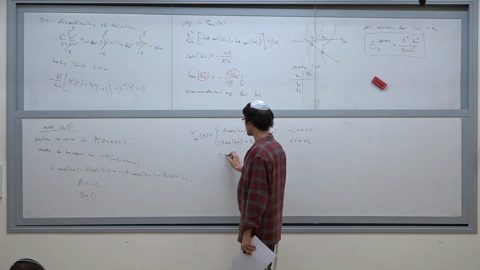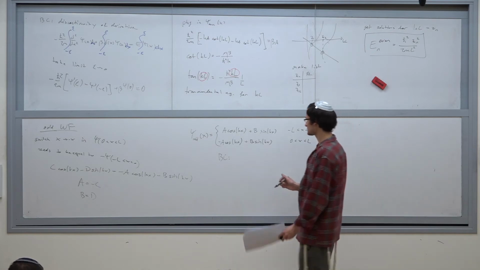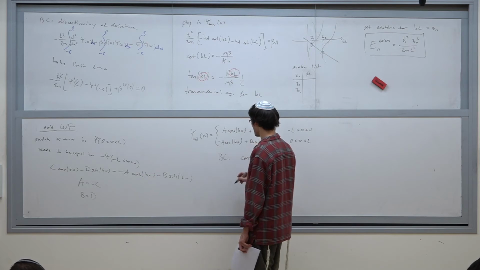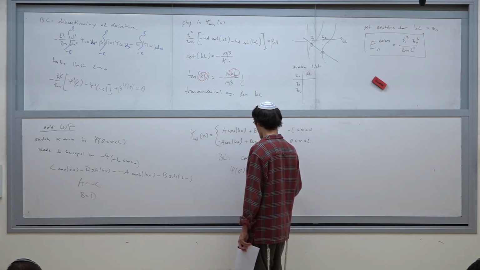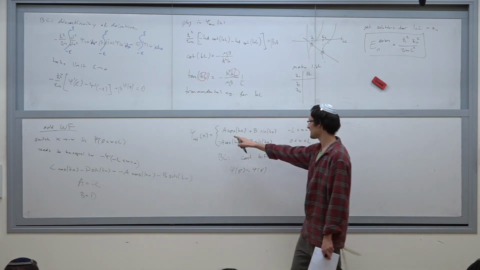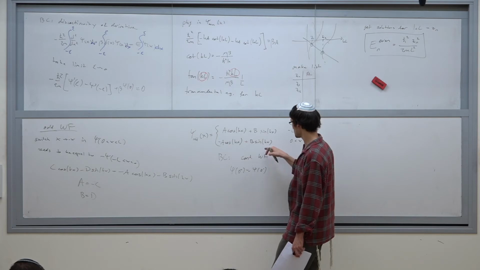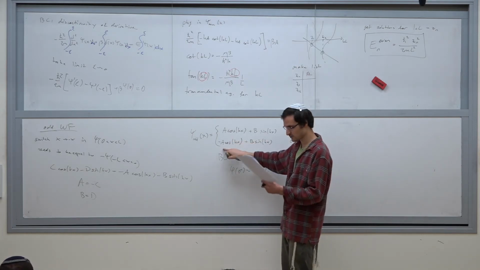So we get the wave function in the odd case. Next, we use boundary conditions. So from the continuity of the wave function, we see that a plus b is equal. So the signs go away. We found a equals minus a, right?